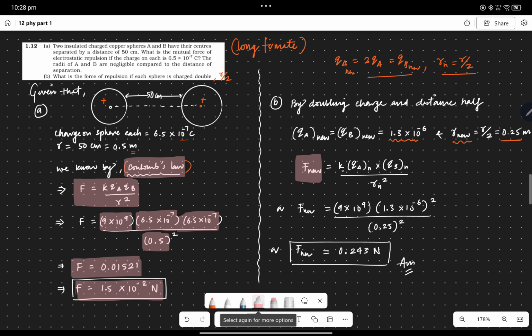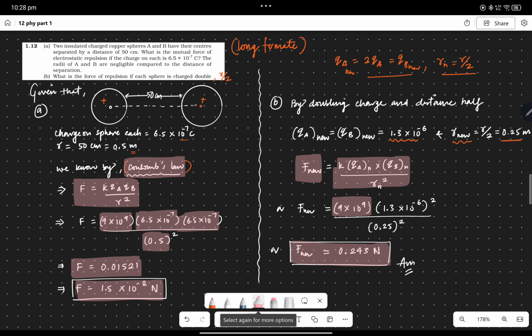Now, for calculating that new force of electrostatic repulsion, F new is going to be K QA new into QB new by R new squared. Okay, so the force new is going to be, you have to just put the value of K, 9 × 10^9, and 1.3 × 10^-6 squared, divided by 0.25 squared, right? And after calculation you are going to get 0.243 newton.